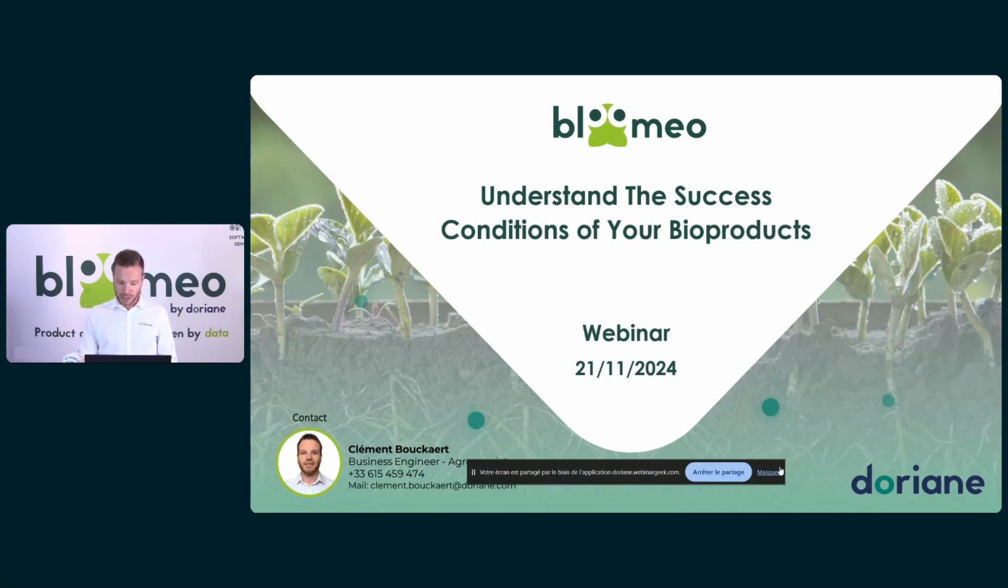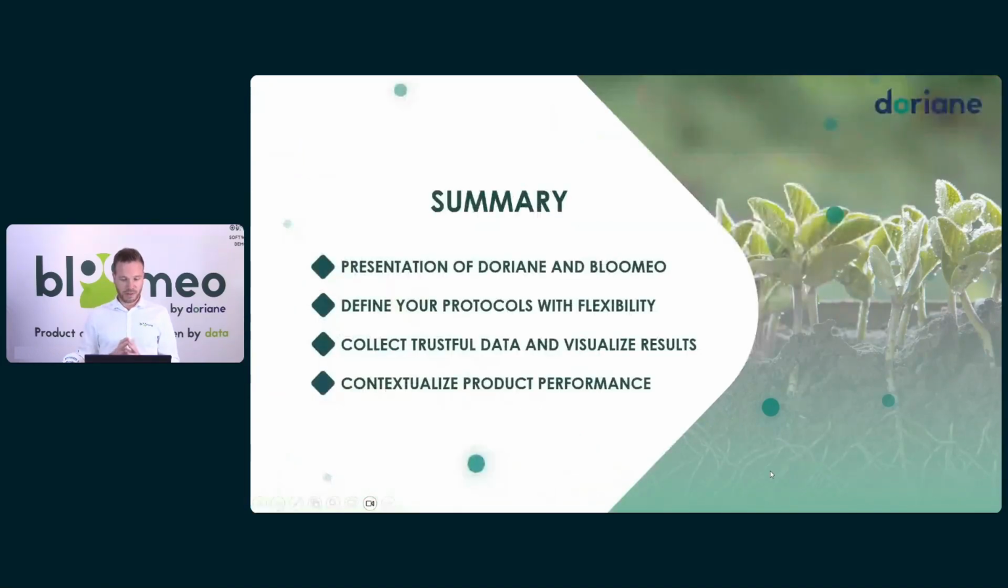So just to have a look at the summary before we start. I will first briefly present the company Dorian and the solution Bloomeo, which is the new solution that we propose for bioproduct management. Then we will go deeper into the subject, notably how to define your protocols with flexibility. By protocol, I mean variable but also factor definition. Which factor do I want to test? Do I want to make a multifactorial analysis, for example?